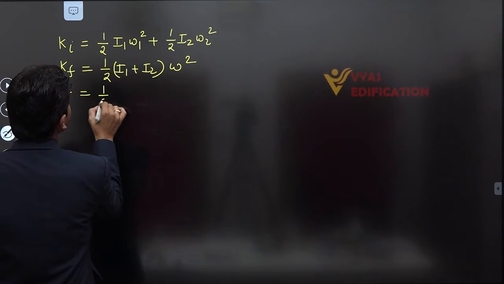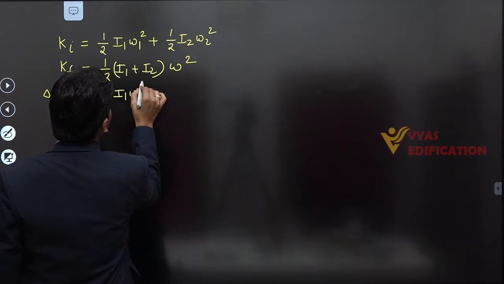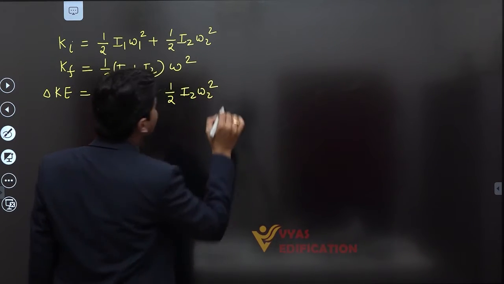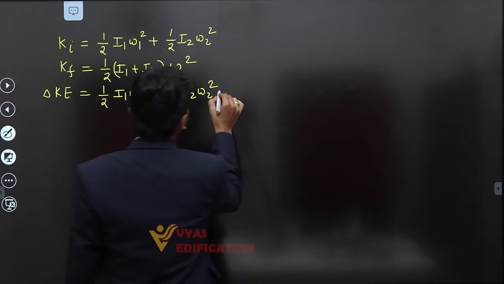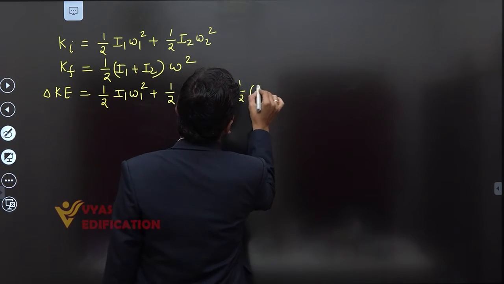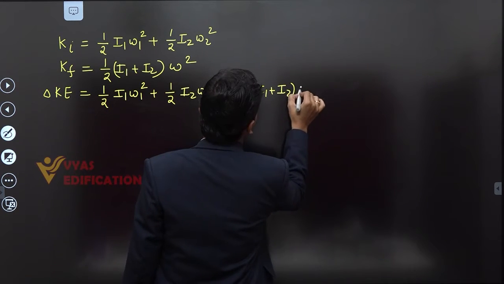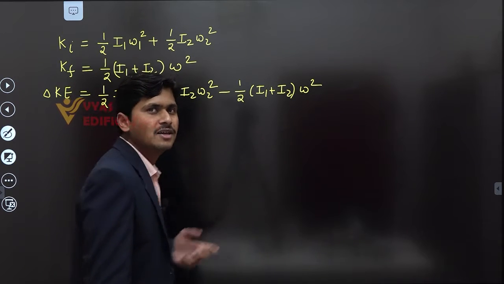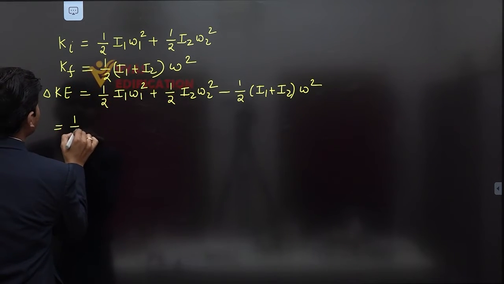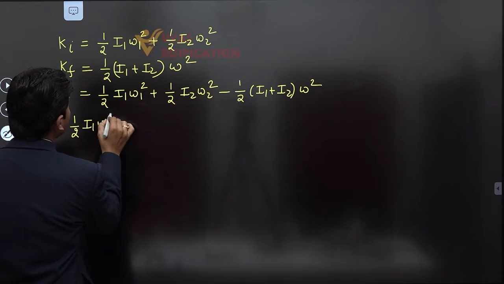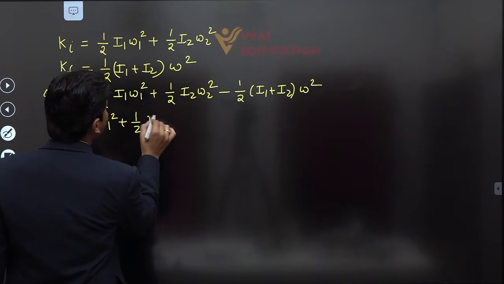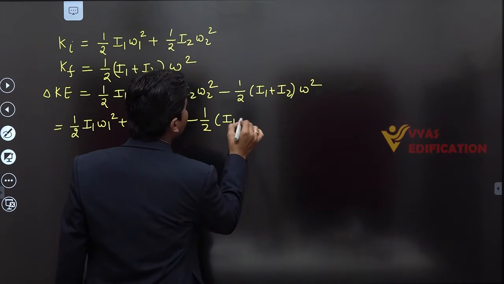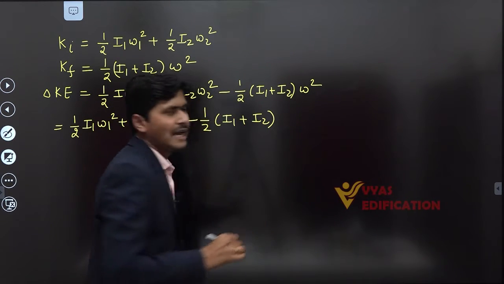We can calculate like this: half of I1 omega 1 square plus half of I2 omega 2 square. Clear? And then we can write like this, minus half of I1 plus I2, this is omega square. Clear? Now we can put here the value of omega. So we can write like this, half of I1 omega 1 square plus half of I2 omega 2 square minus 1 by 2 I1 plus I2, clear, and omega square.